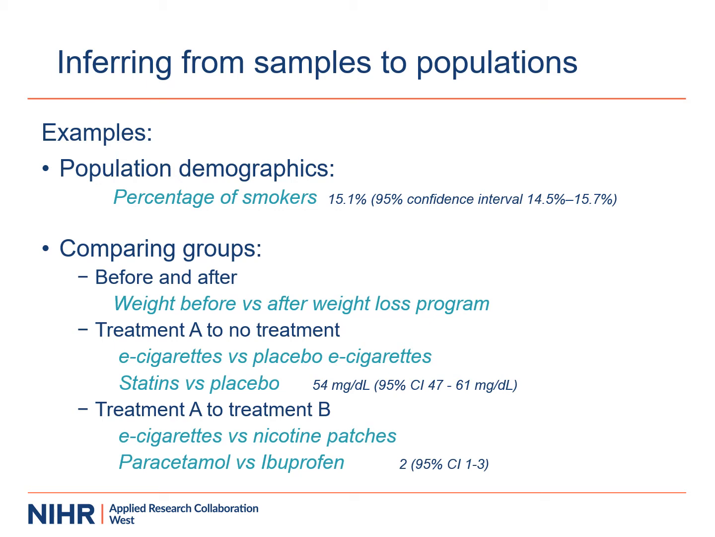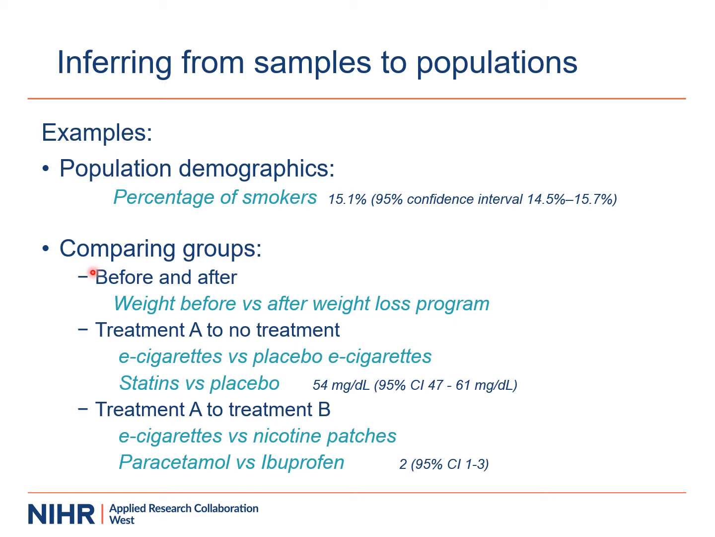So here are just some examples of when you would use statistical inference. So the simplest example is just to estimate population demographics, such as what is the percentage of smokers in the UK. So you come up with an estimate, which is in a percentage in this case, and you can draw a confidence interval around that.